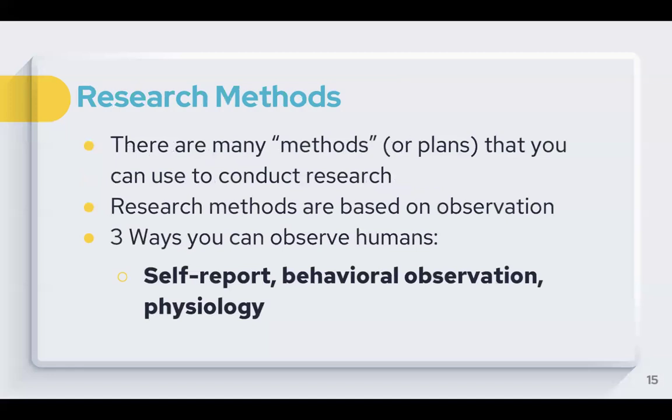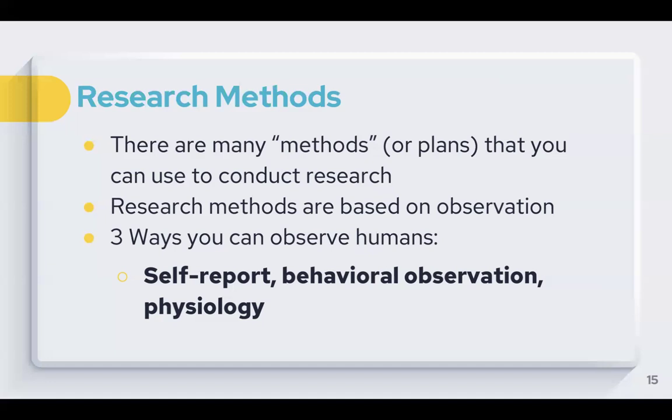So there are lots of different ways that we figure out science, that we figure out how something works, or different methods or plans that you can use to conduct research. So the name of this course is Research Methods. In other words, we're looking at the methods you will use to create your scientific results. Research methods are based on observation, or empiricism.